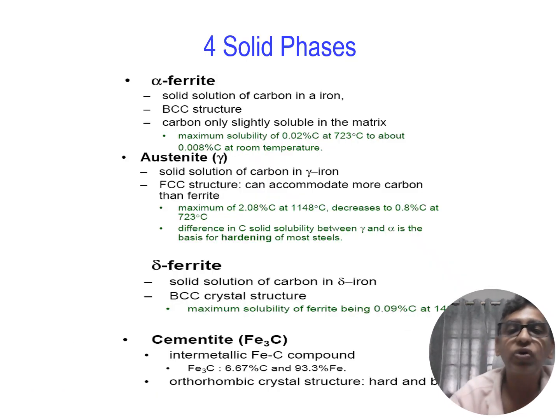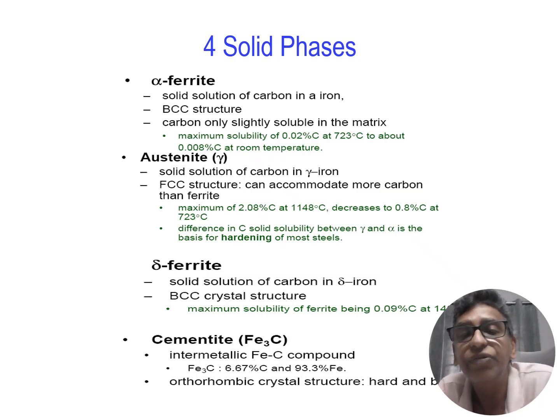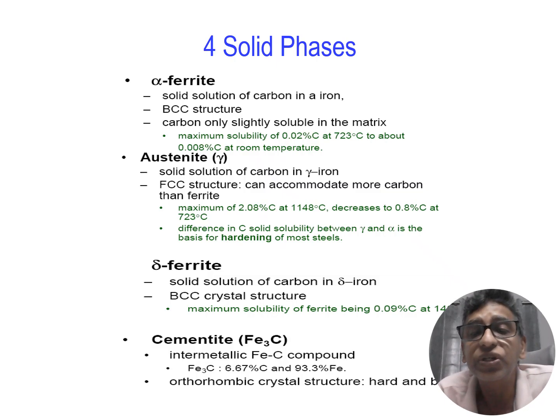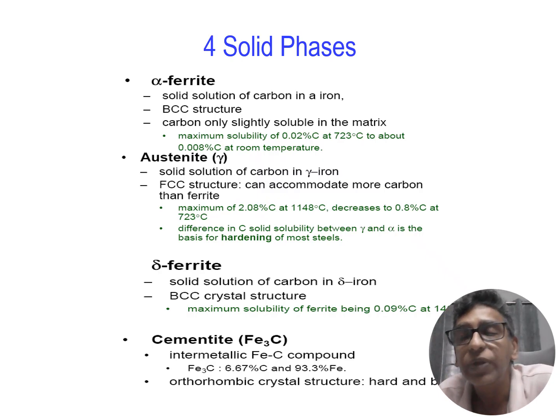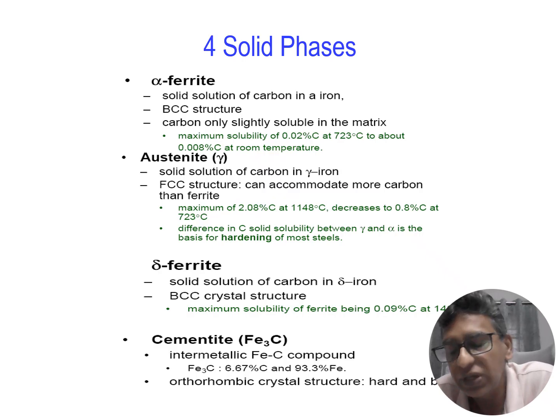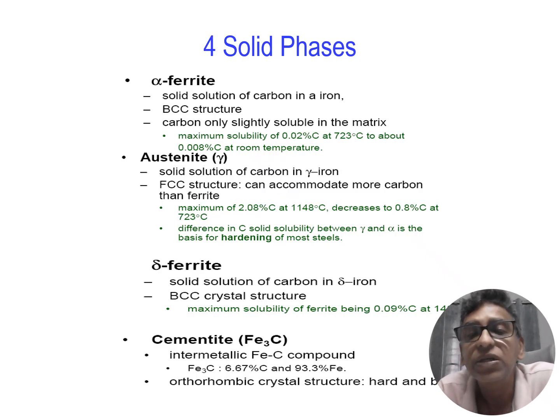then four solid phases occur. Alpha ferrite is a solid solution of carbon in iron, which has a BCC structure. Carbon is only slightly soluble in the matrix, with a maximum solubility of 0.02% at 723 degrees centigrade. So here the temperature as well as the carbon percentage is important, whereas it is 0.008% carbon at room temperature.